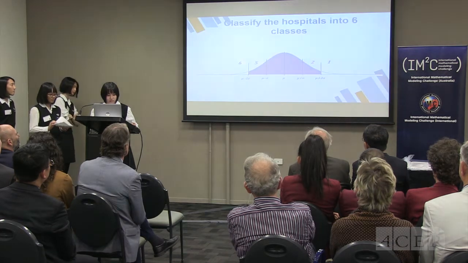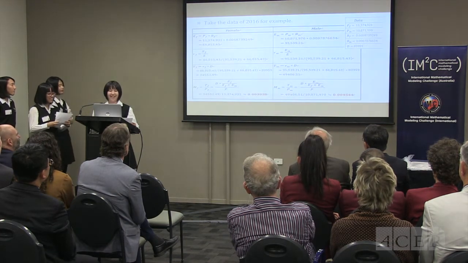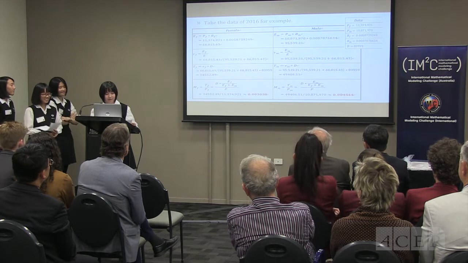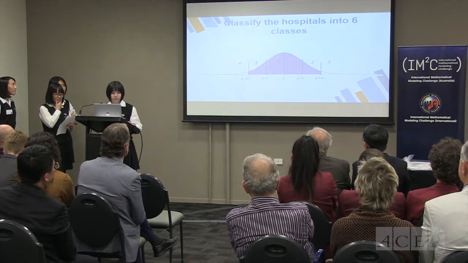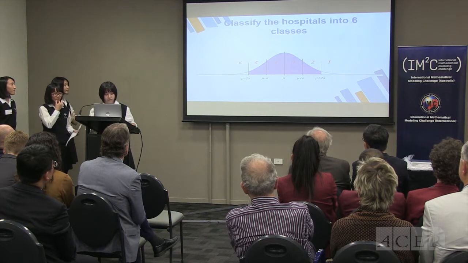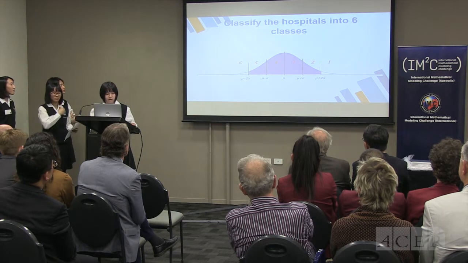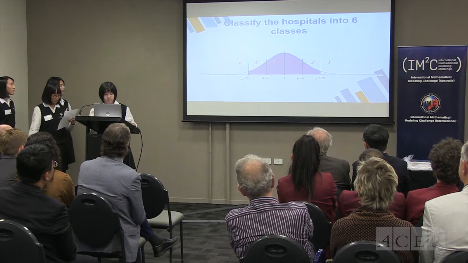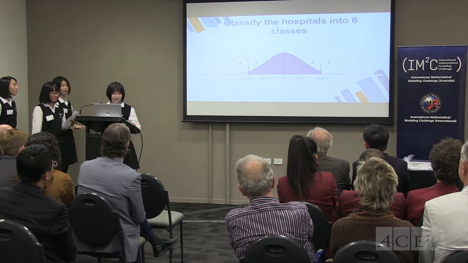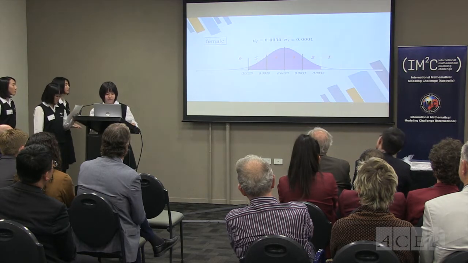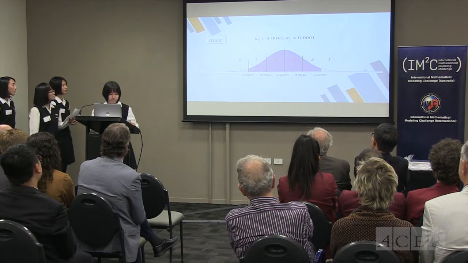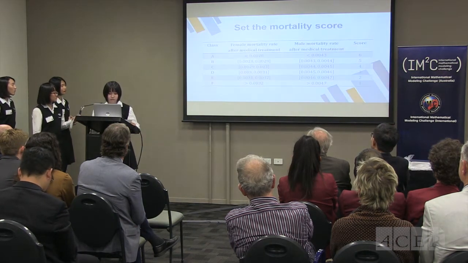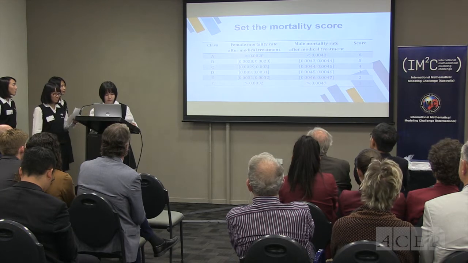After our calculation, we can get M for the two genders. We consider M for the two genders to be a normal distribution. We divide the results into six intervals and set the mortality score. This is females. This is males. We conclude them in this chart.